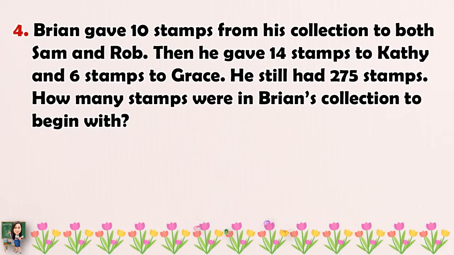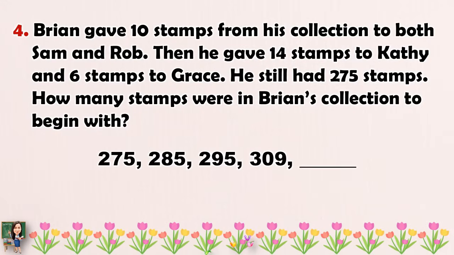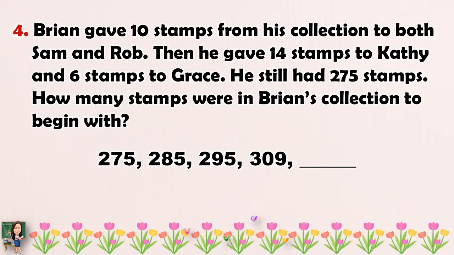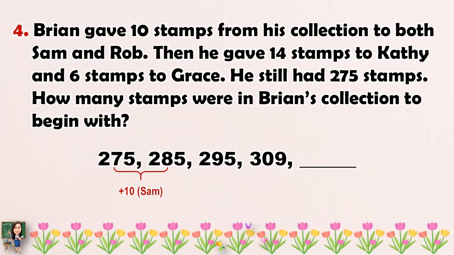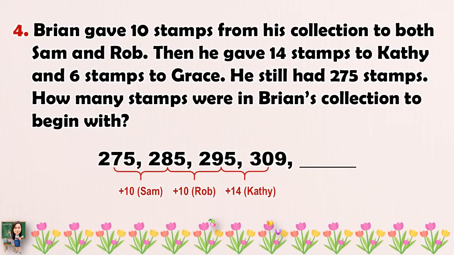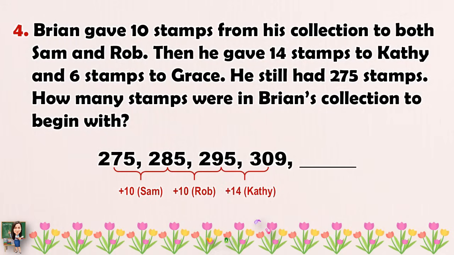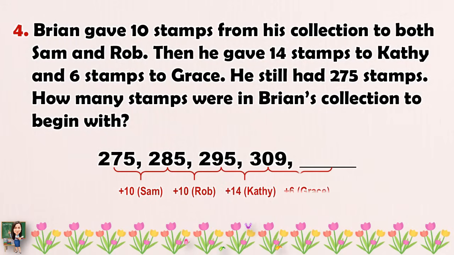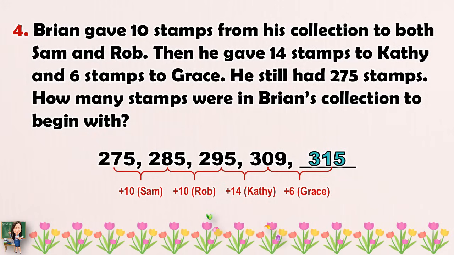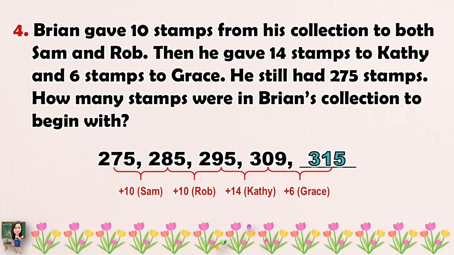So 275 are the remaining stamps of Brian. Now to get how many stamps were in Brian's collection, we have to add 275 plus 10 equals 285. Next, 285 plus 10 is 295. Next, 295 plus 14 equals 309. And 309 plus 6 equals 315. So to begin with, Brian's collection is 315.